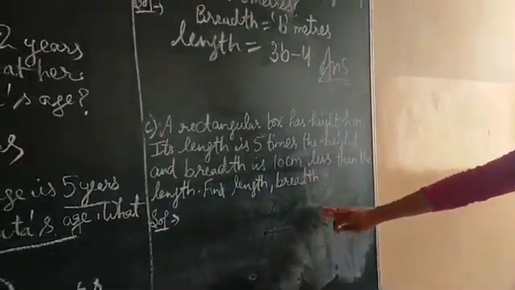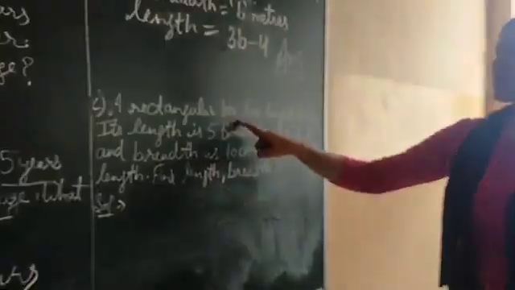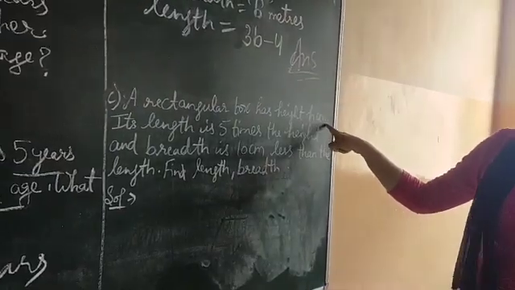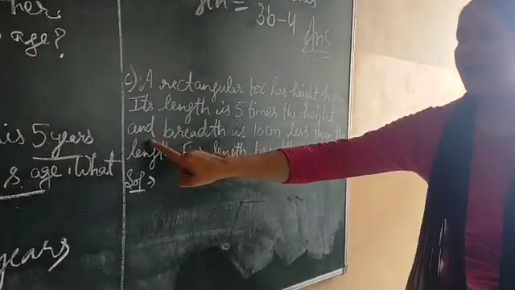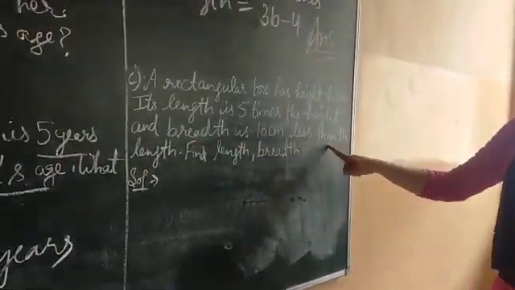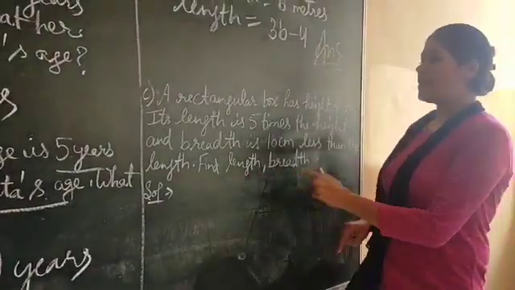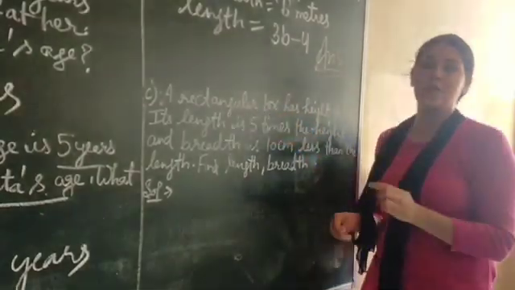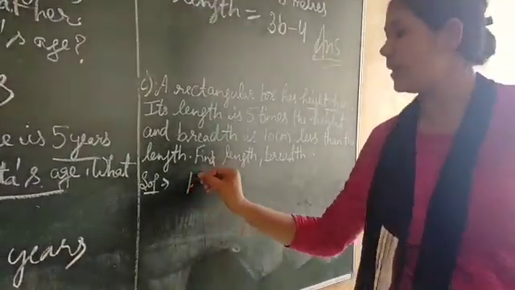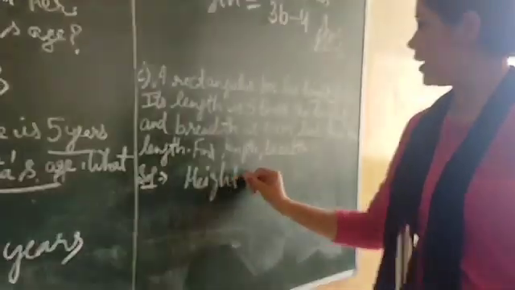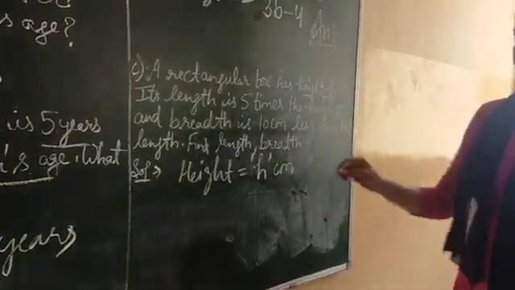Now look at this part, C part. A rectangular box has height h centimeter. Its length is 5 times the height and breadth is 10 centimeter less than the length. Find length, breadth. ठीक है? Now length, breadth and height is given. It means this box is in cuboid shape. ठीक है? So we have only the height value. We will write here height is h centimeter.